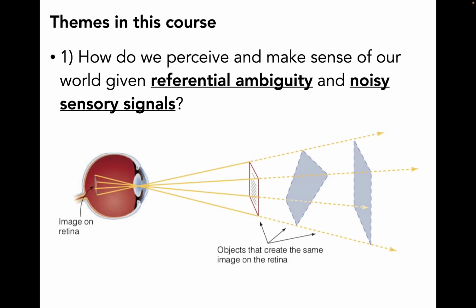Very quickly, let's foreshadow some of the themes in the course. Okay, so one of the key themes in the course is, how do we perceive and make sense of our world given referential ambiguity and noise in sensory systems? And so if these words don't make sense, that's completely fine. I'll define them in future lectures.